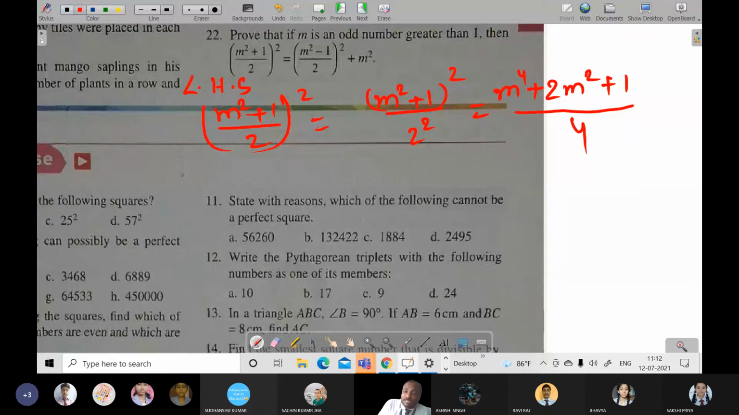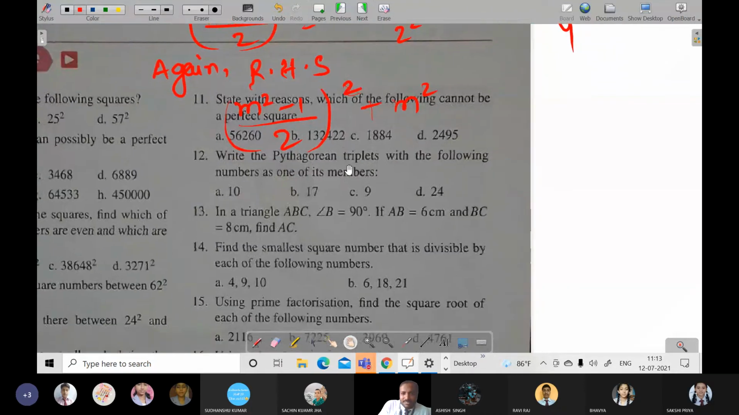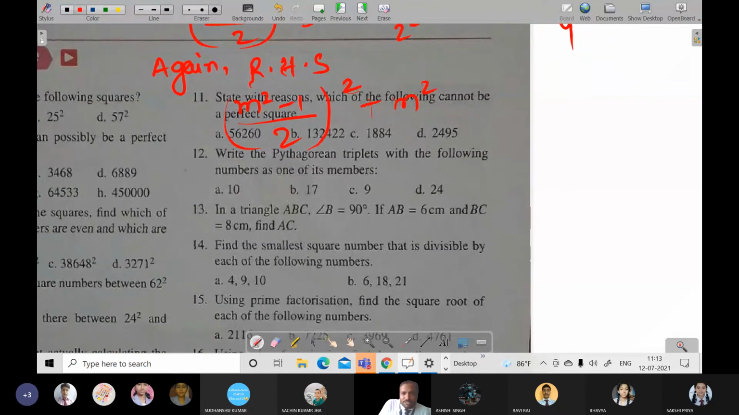Again, we will now solve RHS, right hand side. What is there in the right hand side? (m square minus 1 by 2) whole square plus m square. Then what happens? When we solve this, of course here also the square will be separated to numerator and denominator.